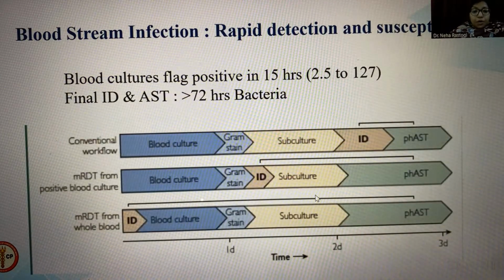Now, talking about bloodstream infection, as we all know this was the conventional workflow which we used to follow. You have a culture, you stain it, you subculture, you identify, and then you put a phenotypic AST. This takes about 2 to 3 days. Now with this rapid test, this part has been lessened, and it takes only a little extra time. So this is how it helps us in reaching a fast diagnosis.